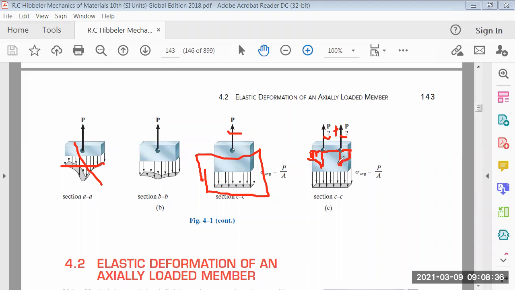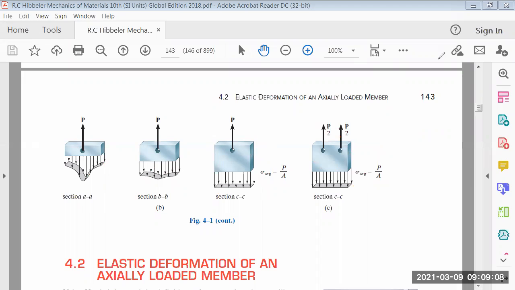Okay, could be less of uniformity. So this is not uniform, but based on Saint Venant's, we consider that the stress distribution is uniform. We don't consider this kind of distribution. We just consider the uniform distribution of the stress along the cross section. Okay, so now we understood.